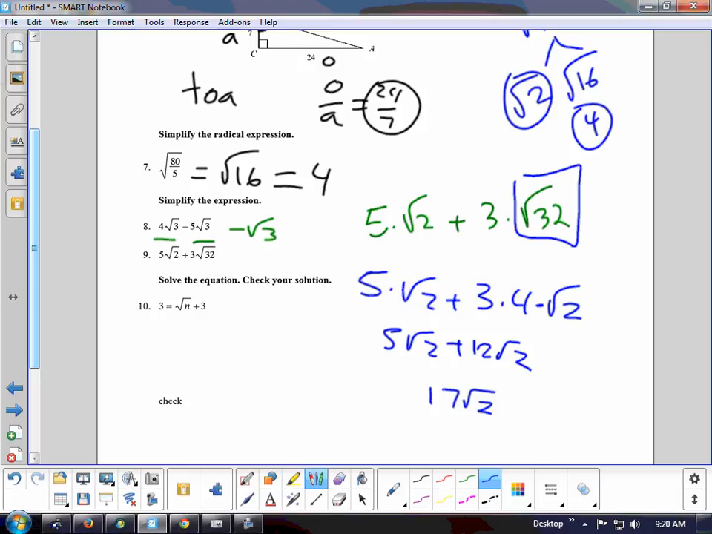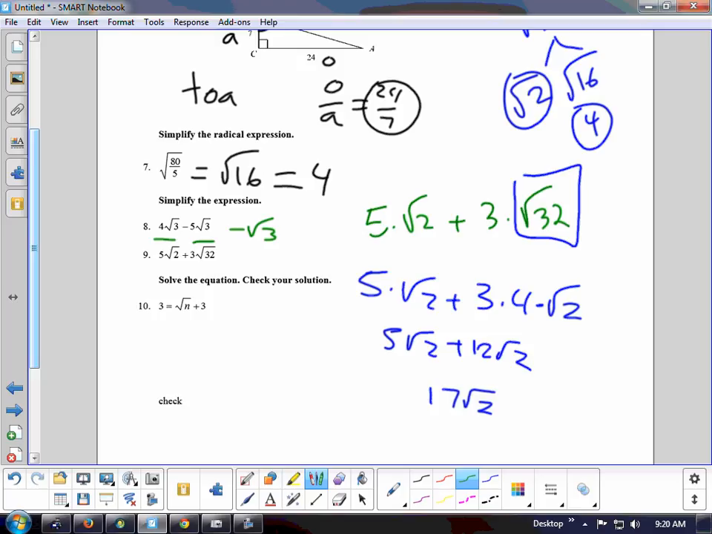Okay, number 10. Joe, what did you get for 10? For number 10, I got... I really think I got it wrong. What'd you get? I just subtracted radical N, because I didn't know what to do. Okay, that doesn't make much sense. You just subtracted the 3. Yeah. Okay, so radical N is not right.